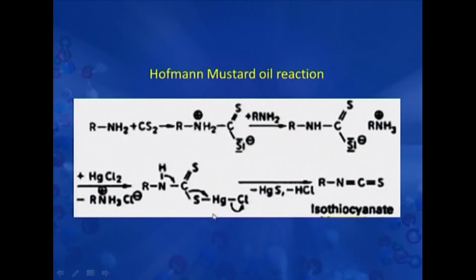In the Hofmann mustard oil reaction, primary amines react with carbon disulfide to form a dithiocarbamic acid, which forms alkyl isothiocyanates when heated with mercury chloride. Alkyl isothiocyanates smell like mustard oil, and that is why this reaction is called the Hofmann mustard oil reaction. Here you can see this is a primary amine, it reacts with carbon disulfide, and by following this sequence of reaction finally produces isothiocyanates.